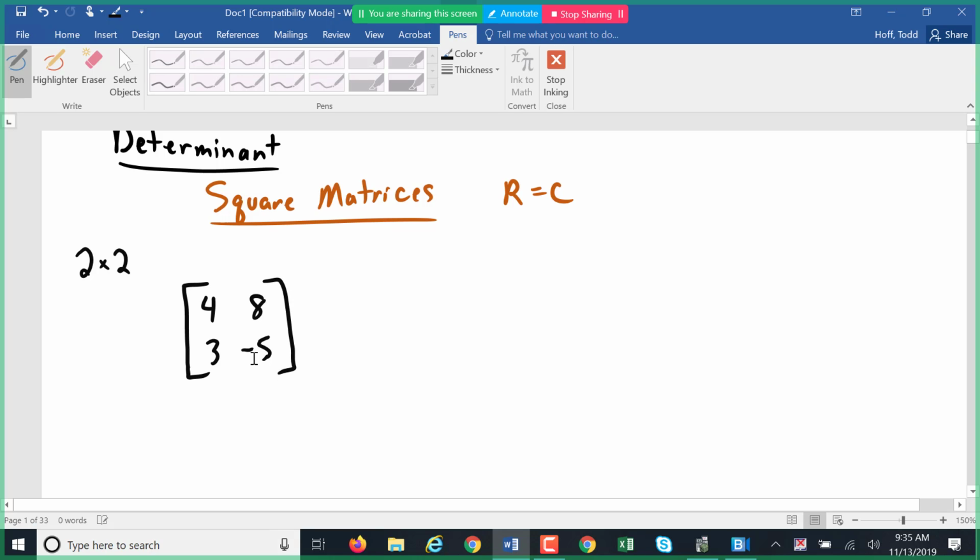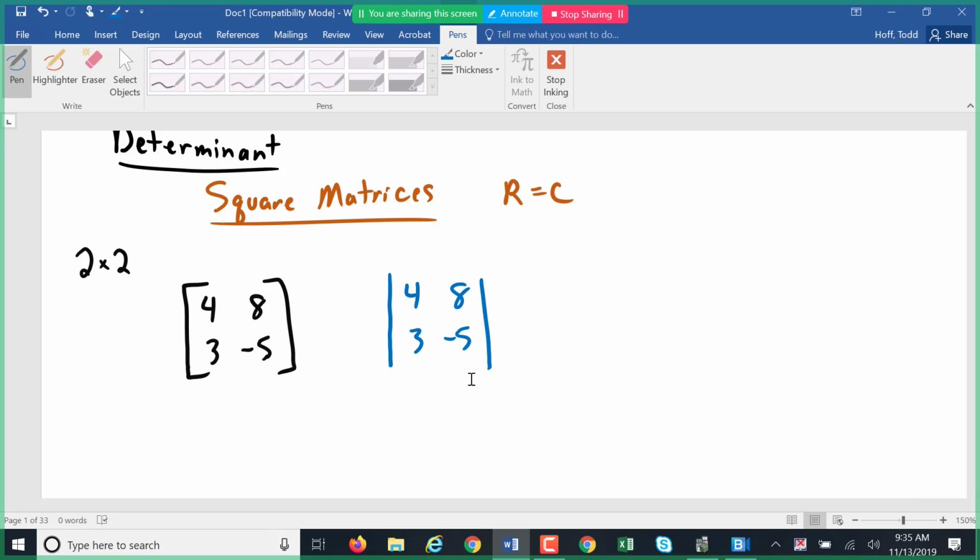So there is a 2x2 matrix. That is a square matrix. Now there's a symbol that instructs us to find the determinant. Instead of having the squared off brackets, if we just have straight lines, straight brackets like this, it looks almost like an absolute value sign. That is telling us to find the determinant of that matrix.